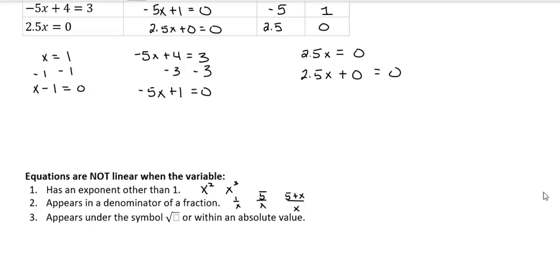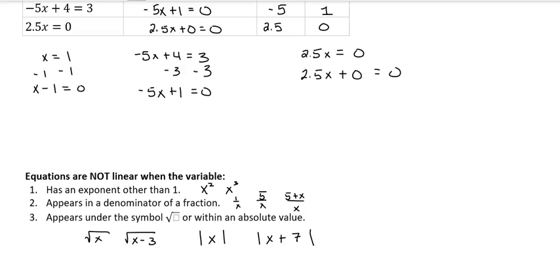So anytime you see an x in the bottom of the fraction of a rational expression, it is not a linear equation. The last one is if it appears under a radical sign or within an absolute value. So if you see something like square root of x or square root of x minus 3 or anything like that, and if it's in an absolute value, again, if it's just an x in there, or if it's x plus 7, anything like that. If the x is inside the absolute value or inside the radical sign, it is not linear.